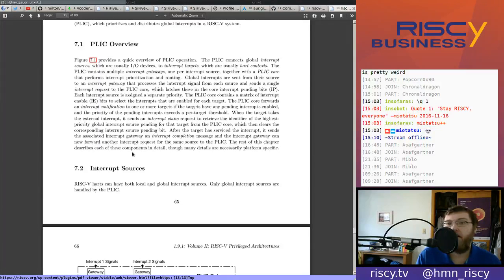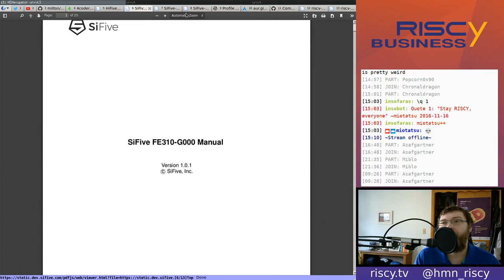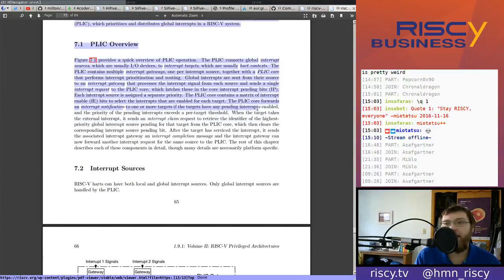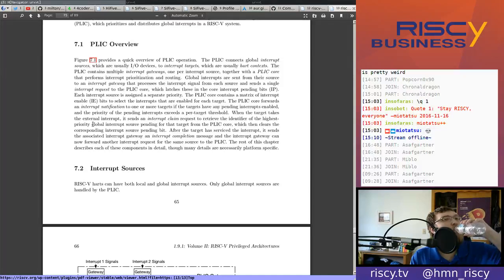The rest of this chapter describes each of these components in detail, though many details are necessarily platform specific, and those platform specific details would be the stuff in this manual here. So that was a very dense paragraph. I think we'll need to see this in practice to really get a grasp on everything it's describing in detail here. But from what I understand, it's sort of a message passing type of thing where there are these interrupt gateways, and it sends an interrupt notification, and then when you handle the interrupt, it sends an interrupt completion message to the interrupt gateway. So I've got a vague understanding of what it's talking about here, but I think this will become clearer as we study more.